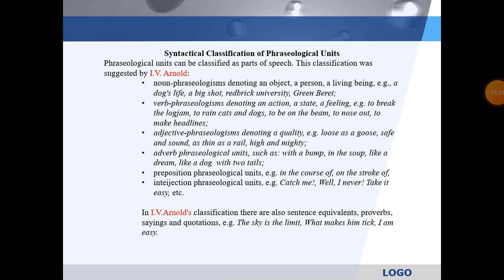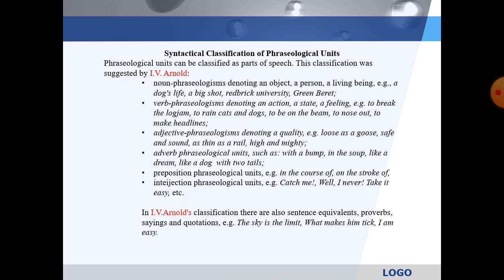Syntactical classification of phraseological units. Phraseological units can be classified as parts of speech. This classification was suggested by Arnold. Here we have the following groups. A. Noun phraseologisms denoting an object, a person, a living being. For example, a dog's life, a big shot, red brick university, green beret.